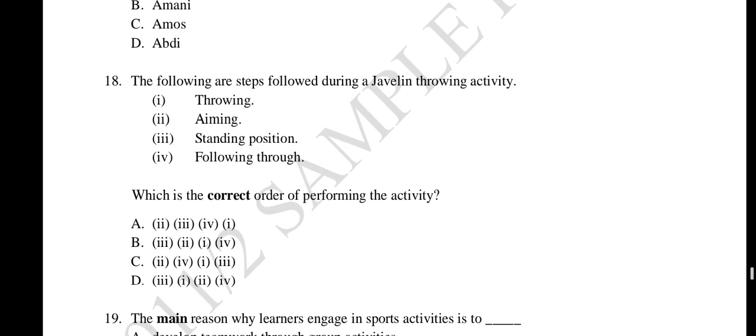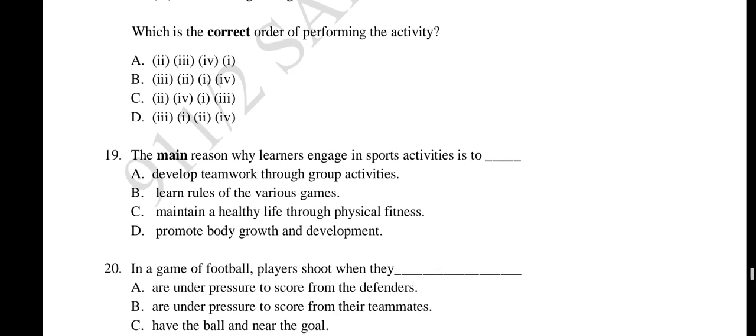The following are steps followed during javelin activity: throwing, aiming, standing, position, following through. Which one is the correct order of the activity? So we start with standing position, then aiming, throwing, then following through. That is 3, 2, 1, then 4. The correct answer is B.